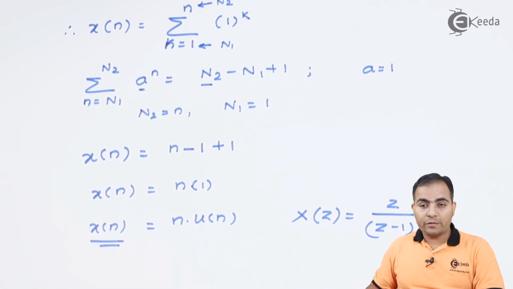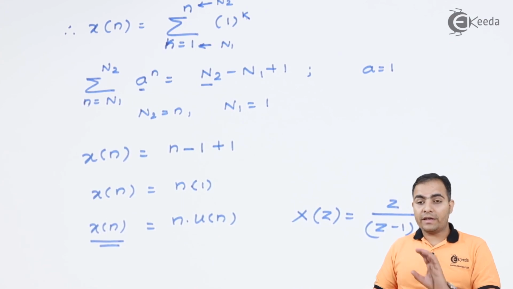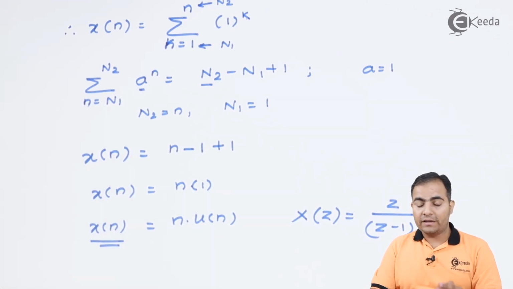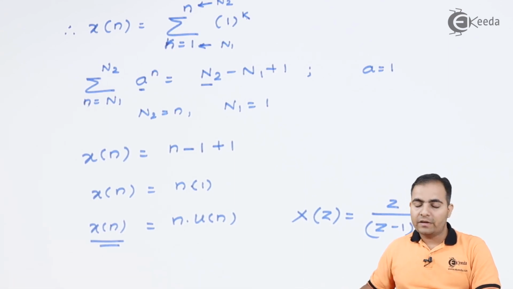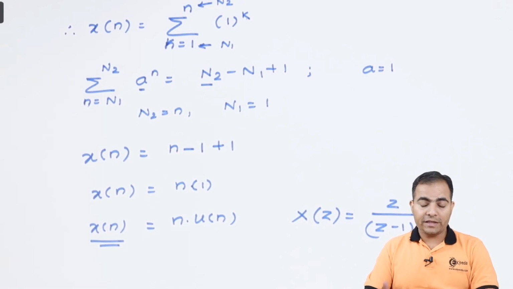Now in this type of question, what we do is split our x of z function into two parts, and then using the convolution theorem we solve it using the convolution formula, and then we can obtain this x of n value. Now we will solve a similar type of question in the coming videos.